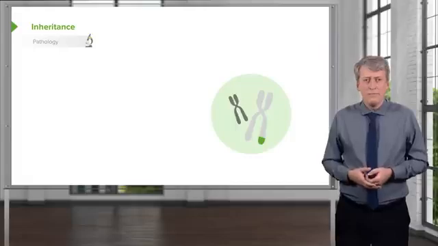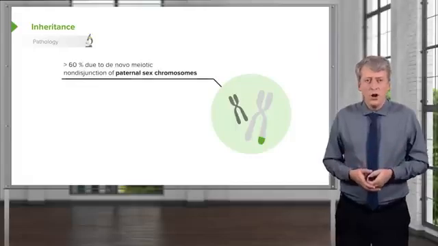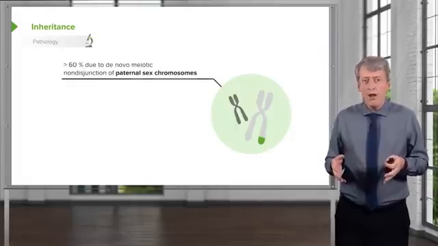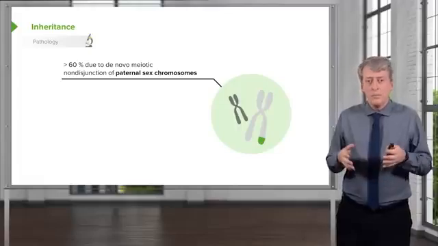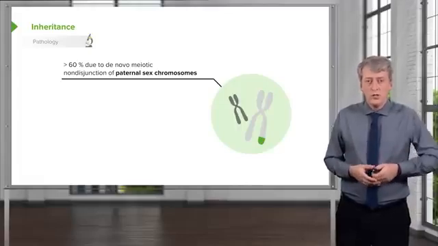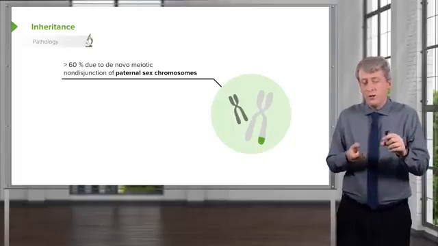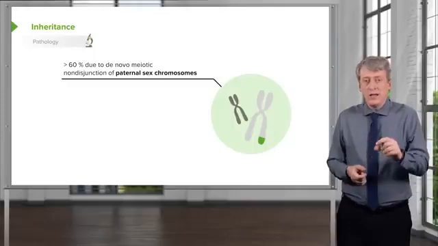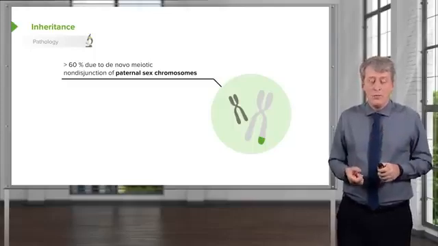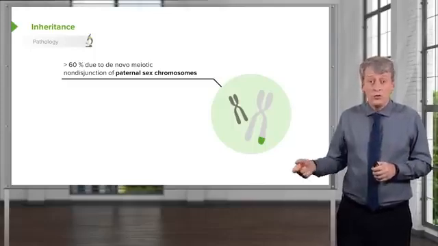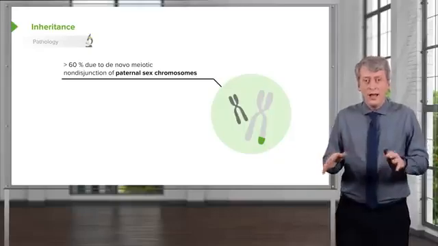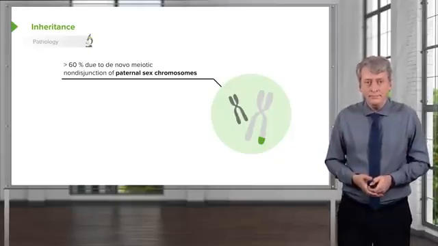So how does this happen? Well, more than 60% are due to a de novo meiotic non-disjunction in the paternal sex chromosomes. So the dad has an X and a Y, and instead of splitting into 1 X and 1 Y sperm, there's basically an XY sperm and an empty sperm. And the empty sperm now then goes and fertilizes the egg, creating a single X chromosome.